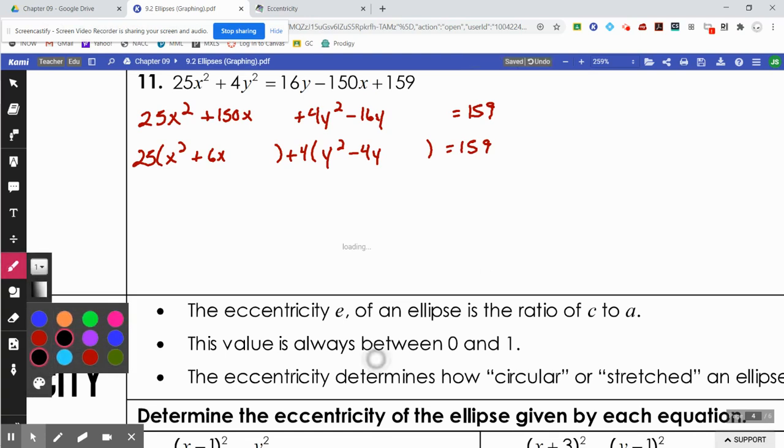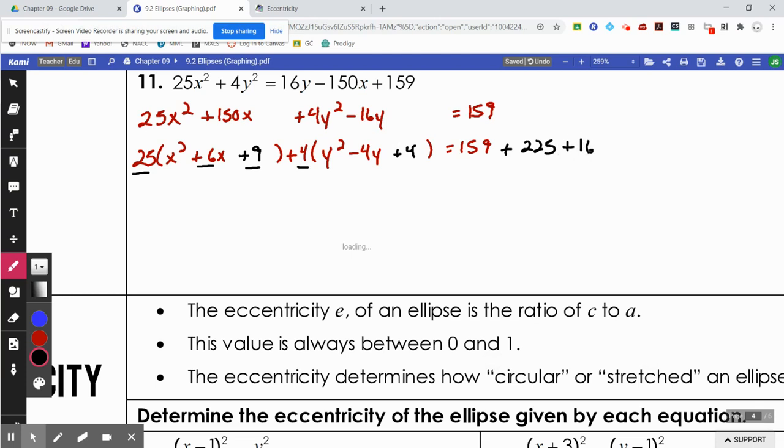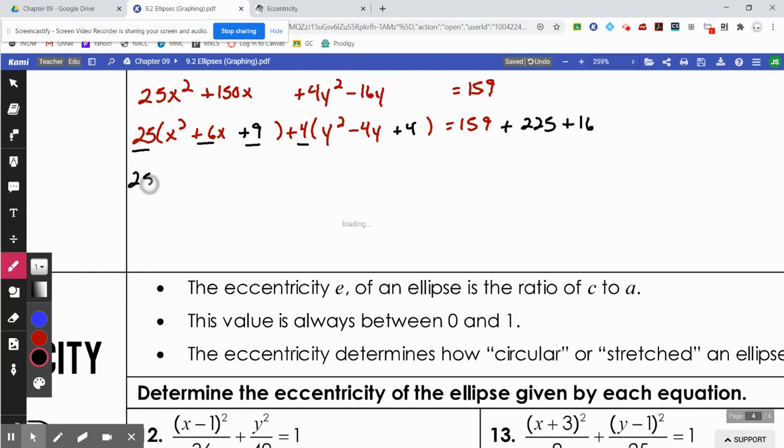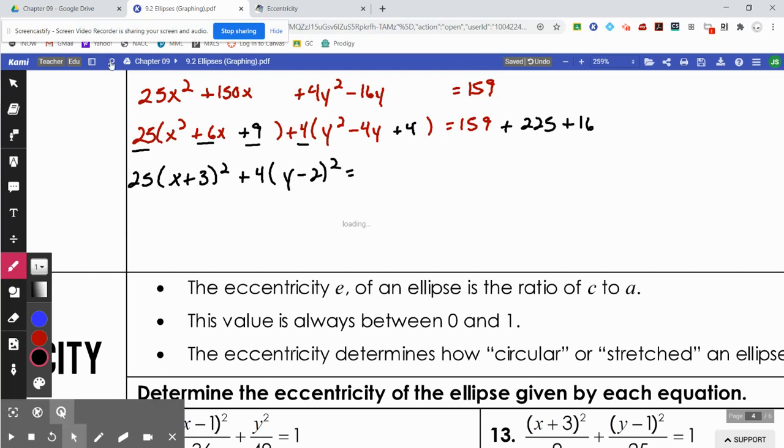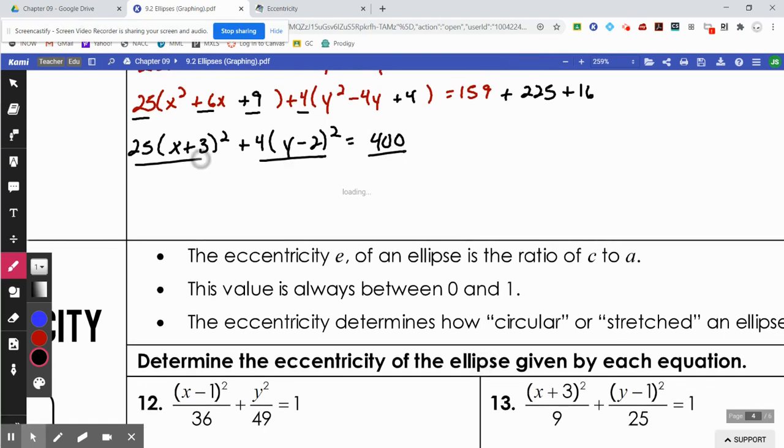Complete each square. Half square, you're going to add 9, but you actually added 25 times 9, which is going to be, we got to add it to both sides, 225. Half it, square it. 4 times 4, you add it to that side, so add 16 to the other side as well. Factor leaves you with x plus 3 squared. Bring down the 4. Factor leaves you with y minus 2 squared equals, when you add all that together, it gives you 400. To get equals 1, let's take all three of these terms and divide it by 400.